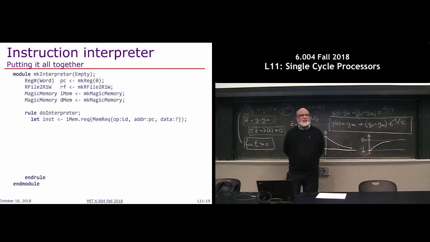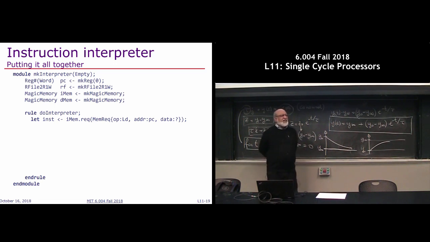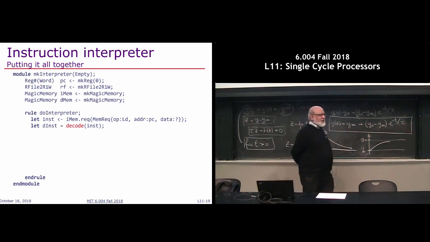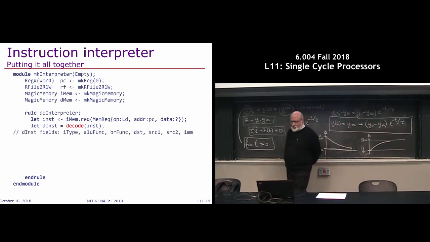And what does the rule do? Go and read the instruction from the memory. Remember, this is magic memory, so you give it a request and it gives back the answer. Here the opcode is load, the address is PC, and there is of course no data, because data is what comes back. What comes back is what I'm calling an instruction. And what is the next thing you do? You decode the instruction, and once you have decoded it, you get a decoded instruction out of it.